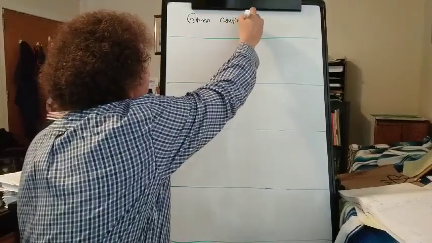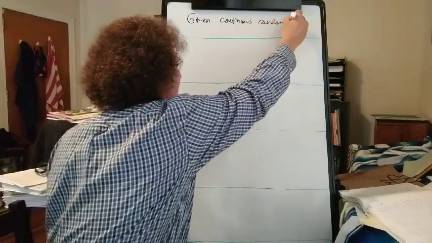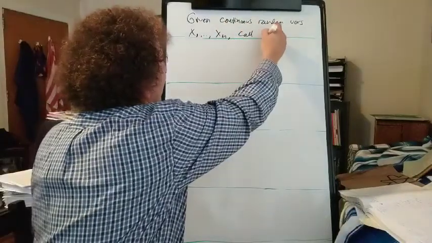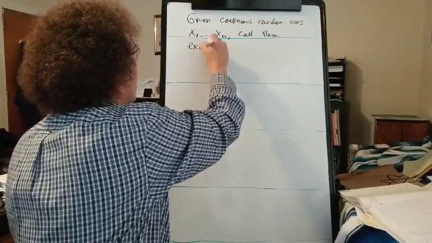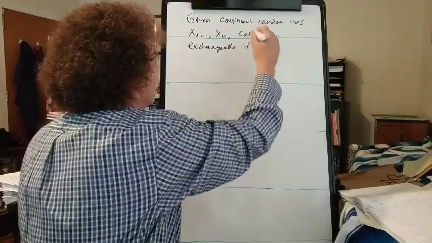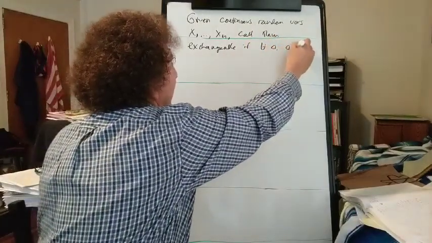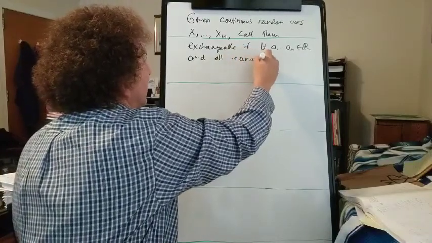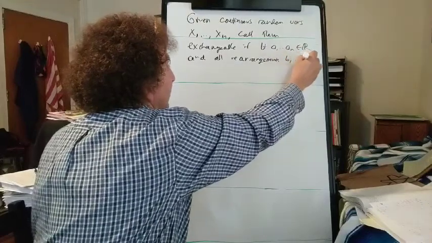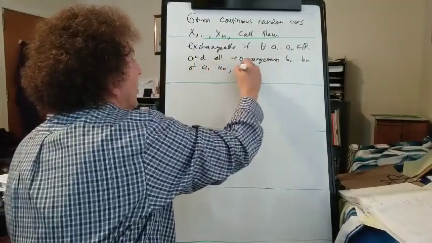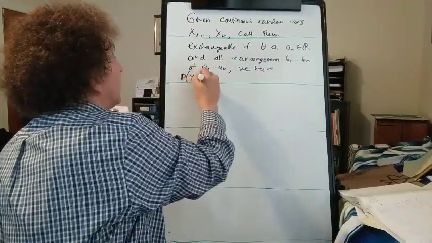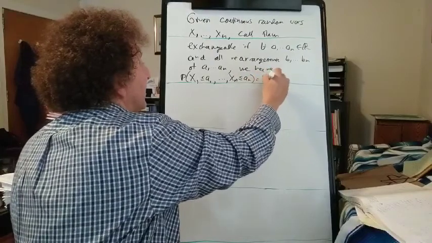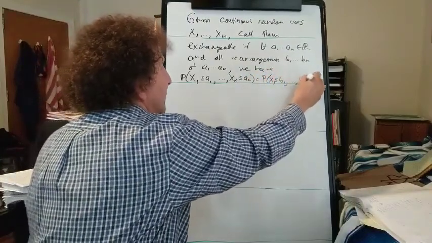So given continuous random variables x1 through xn, we call them exchangeable if for all vectors a1 through an of real numbers and all rearrangements b1 through bn of a1 through an, we have that the probability that x1 is less than or equal to a1 through xn being less than or equal to an equals the probability of x1 being less than or equal to b1 through xn being less than or equal to bn.